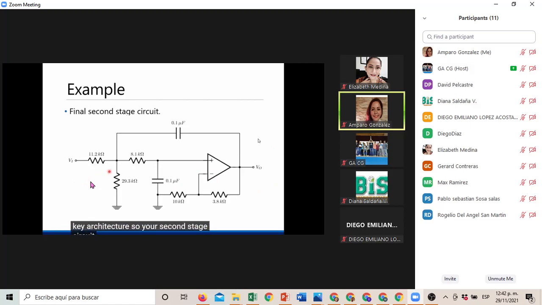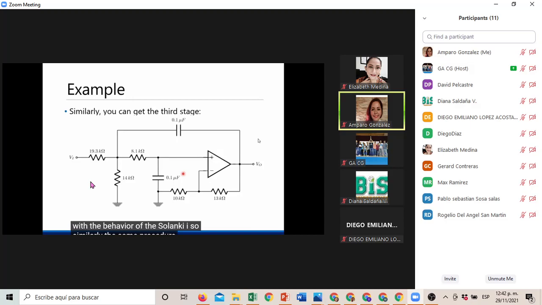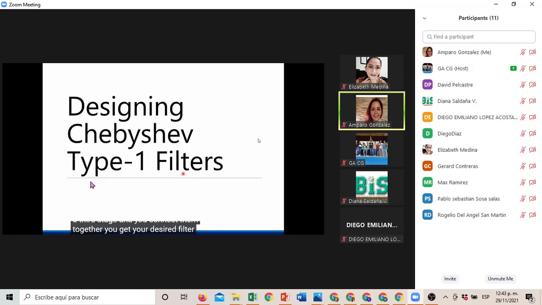So your second stage circuit will look like this. This voltage division will ensure that no gain will be introduced by the Sallen-Key, and the equivalent resistance of this is 8.1 kilo ohms, so as not to mess with the behavior of the Sallen-Key. Okay. So similarly, with the same procedure, you can get the third stage, and you connect them together, you get your desired filter. Okay, that's the end of Butterworth.